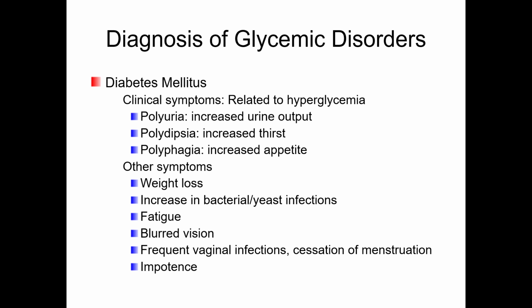So clinical symptoms related to hyperglycemia include polyuria, increased urine output, polydipsia, increased thirst, polyphagia, increased appetite. Other symptoms include weight loss, increase in bacterial or yeast infections, fatigue, blurred vision, frequent vaginal infections or cessation of menstruation, and impotence.